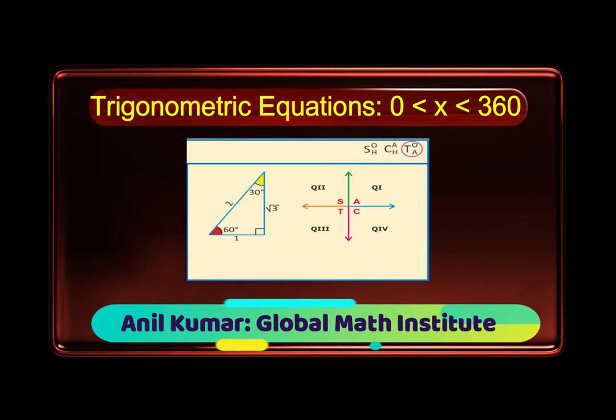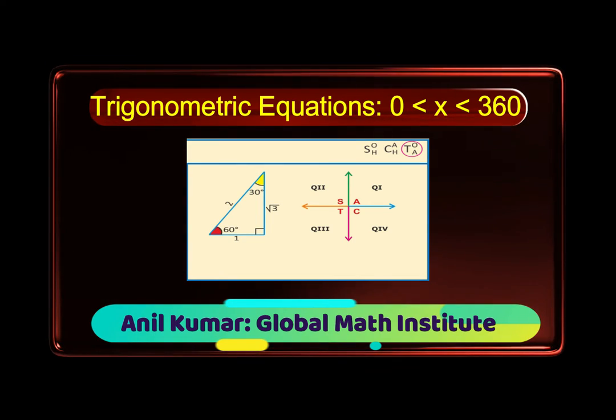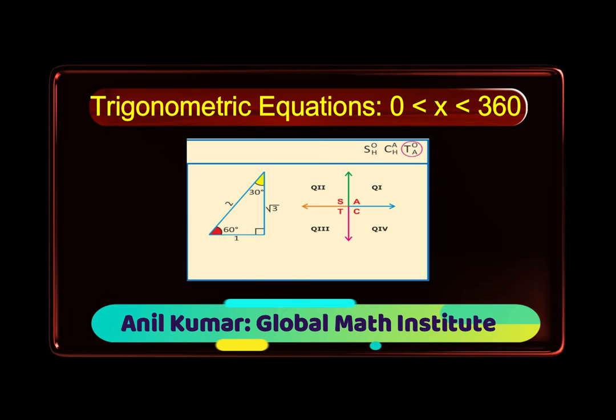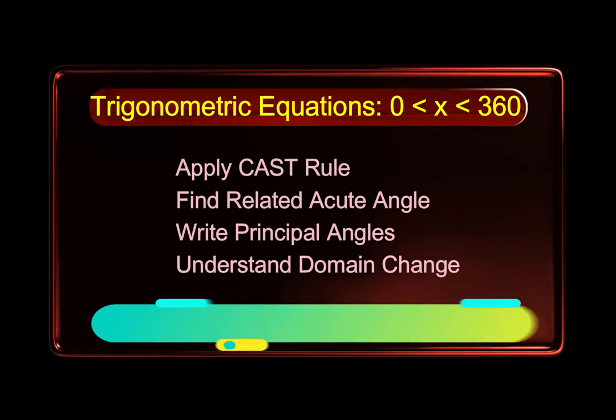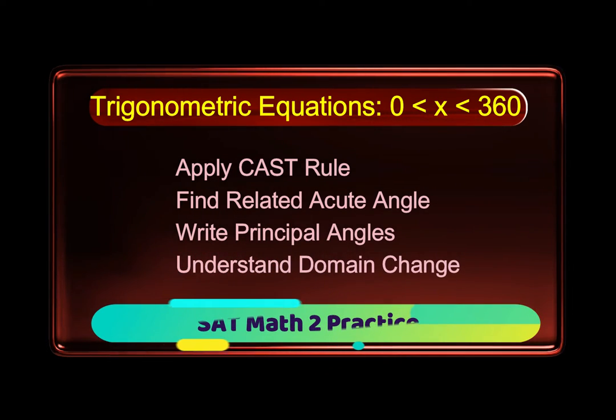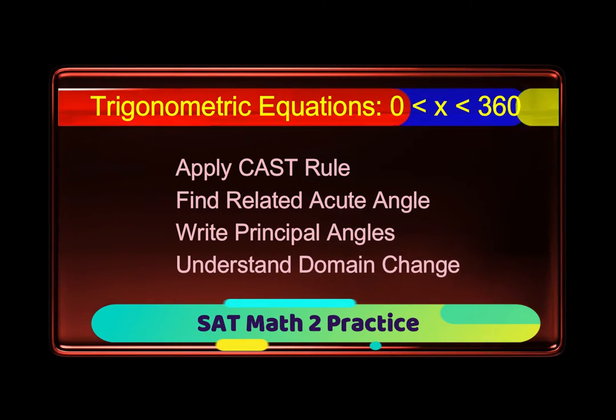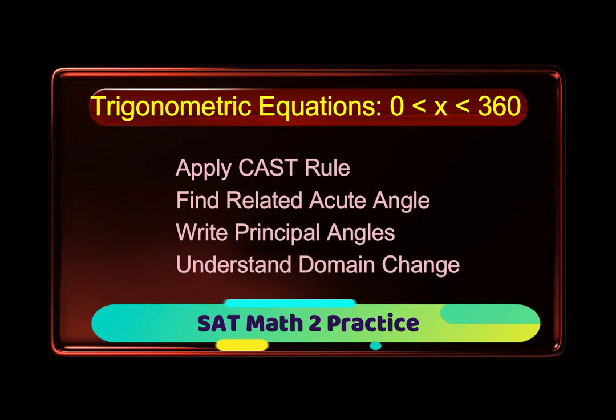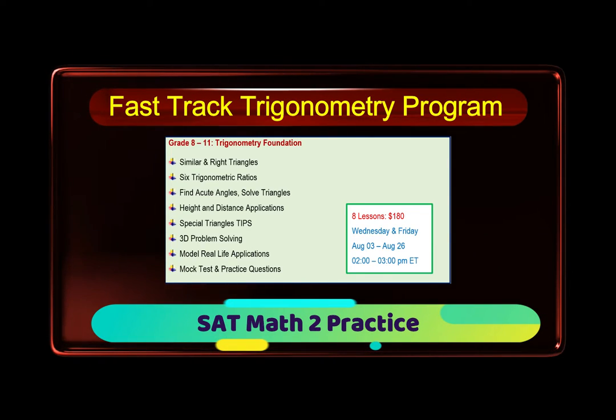We'll look into solving trigonometric equations when the angle could be from 0 to 360 degrees in this particular video. We are going to apply the CAST rule, find the related acute angle, and then write the principal angle. And consideration of domain is important.